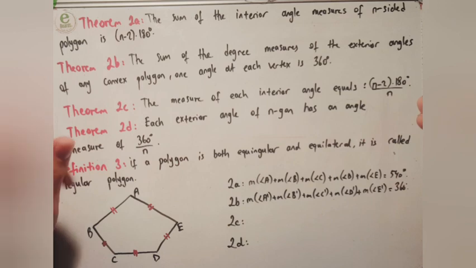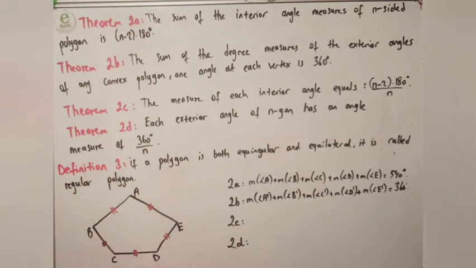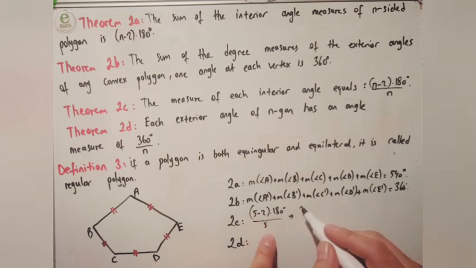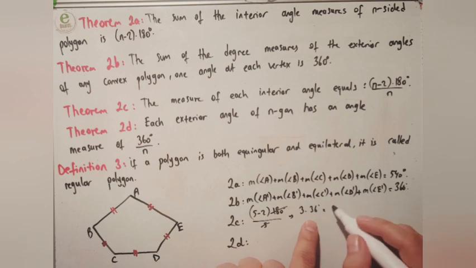Don't forget it. Okay, for 2A and 2B, we can use these two theorems for any polygons. Okay, look at 2C. The measure of each interior angle equals n minus 2 times 180 degrees over n. For 5-sided, it's going to be 5 minus 2 times 180 degrees over 5. So 5 minus 2 is 3 times 180, and the 5 cancels out. It's 36. So 3 times 36 is 180 degrees.